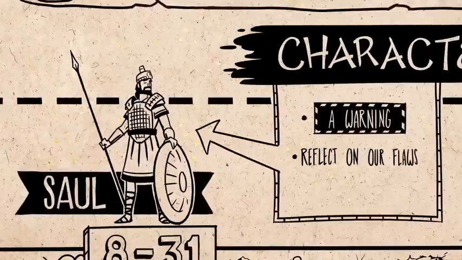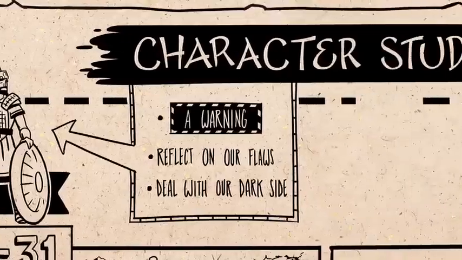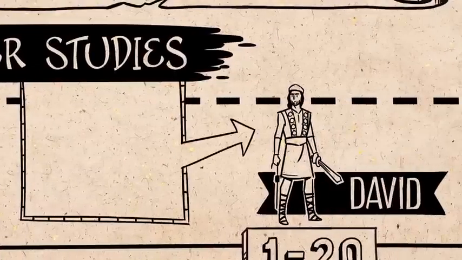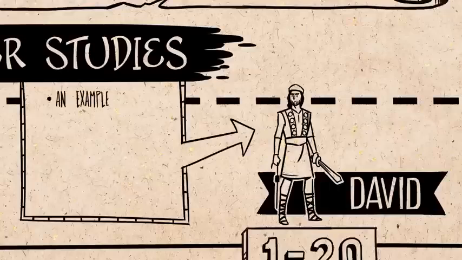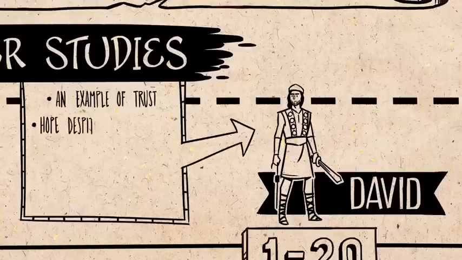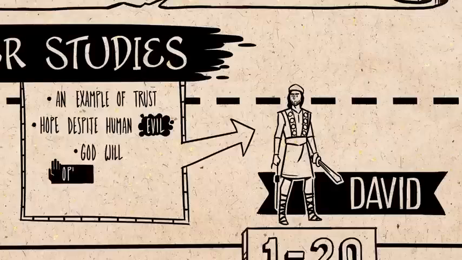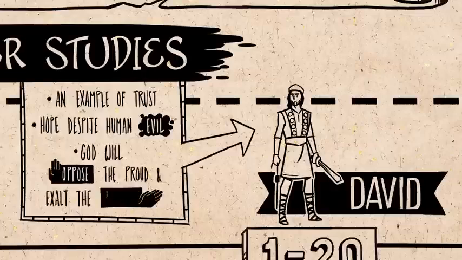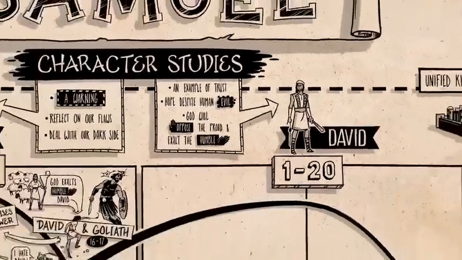And with God's help, we need to humble ourselves and deal with our dark side so that Saul's story doesn't become ours. David, on the other hand, is presented as an example of patience and trust in God's timing in our lives. And so he's running in the wilderness, being chased by Saul. David had every reason to think that God had abandoned him, but that's not what he thinks. And so David's story encourages us to trust that despite human evil, God is working out his purposes to oppose the proud and to exalt the humble. And that's what 1 Samuel is all about.